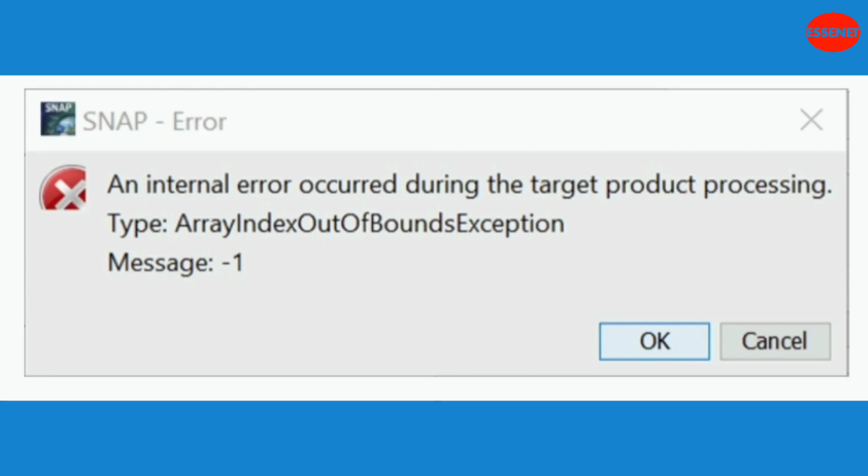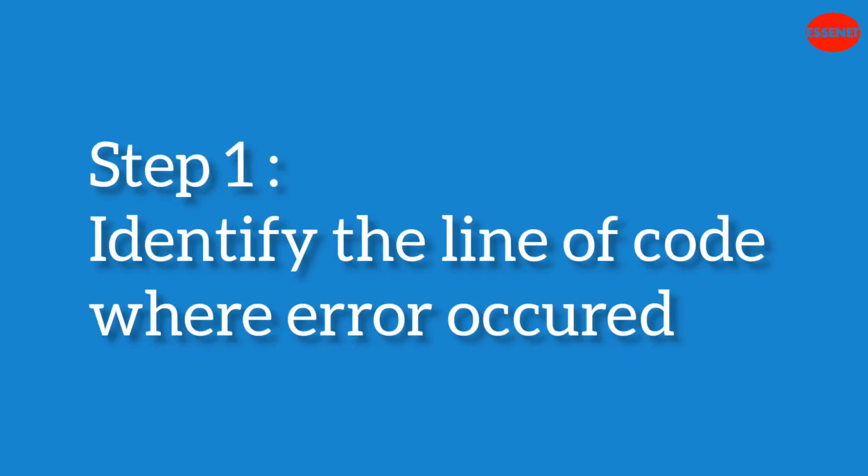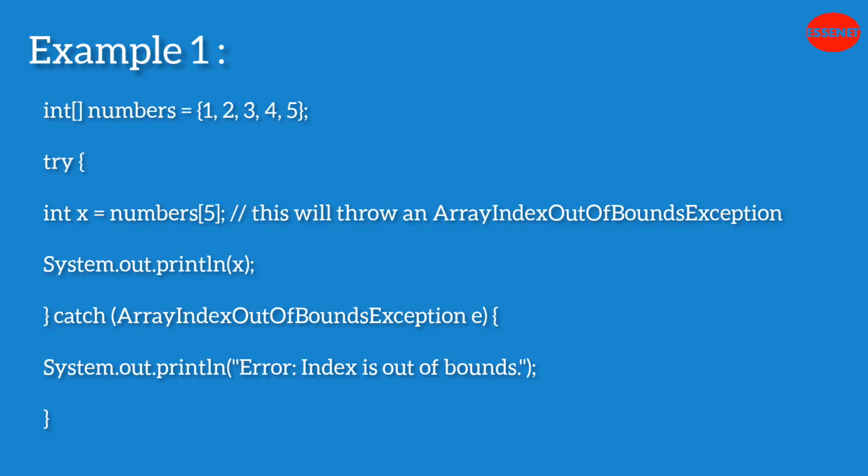In this session we will see how to resolve an ArrayIndexOutOfBoundsException error. You can follow these steps. Step 1. Identify the line of code where the error occurred. The error message should provide you with the line number. In this example, 5 elements are taken in the array and the variable value is declared equal to 5, but while fetching, it will count from 0, so 5 will be thrown out of bounds and will display an error.